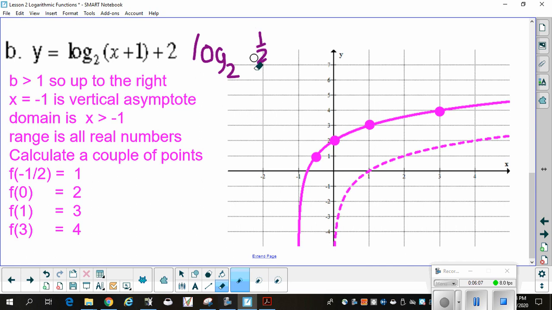Then I'm going to come along and say, great. Now I'm going to put in a 0. So if I plug a 0 in here, log base 2 of 1 is going to be 0, but then I add 2. That's where I get the 2. If I put a 1 in here, 1 plus 1 is 2. Log base 2 of 2 is 1, plus 2 is 3, and so on. So I get a couple of points, and I can graph my line.